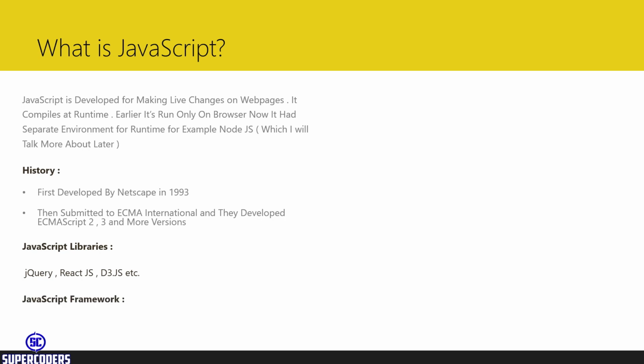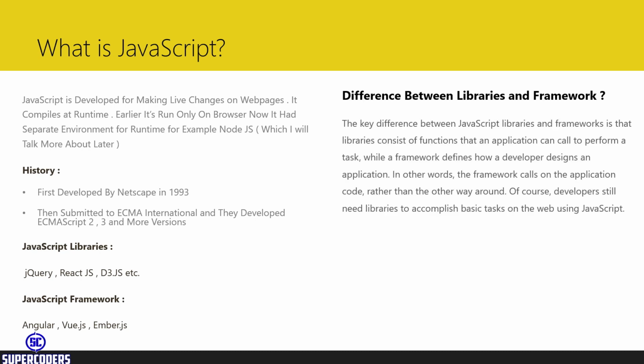Now let's see some JavaScript frameworks. So here are some JavaScript frameworks, which are Angular, Vue.js, Ember.js, which have lots of features inbuilt. Now let's see what is the difference between libraries and frameworks. The library consists of functions which perform tasks, while a framework defines how the developer designs. In other words, the framework works on the application code rather than the other way around.